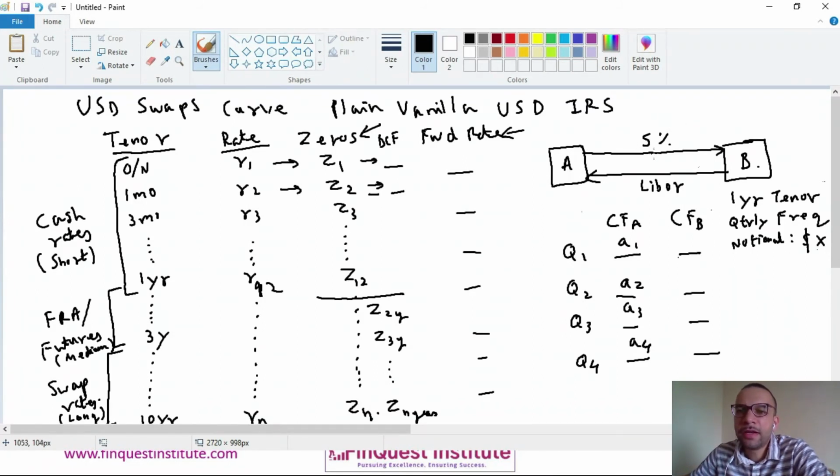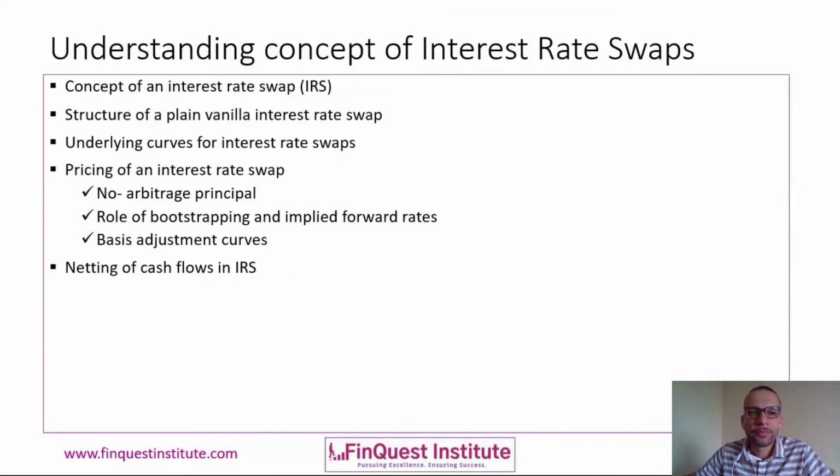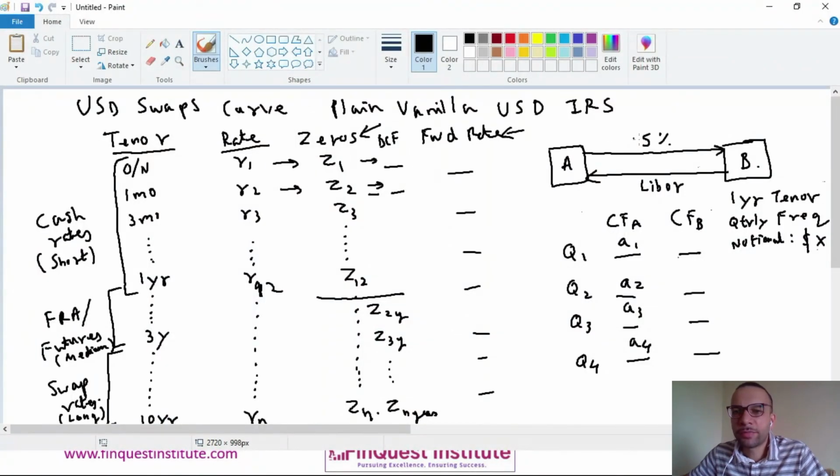Now this 5% rate is decided at swap initiation, and this is based on the no arbitrage principle. So if I go back to my PPT, I'm talking about the no arbitrage principle right here. So what do I mean by a no arbitrage principle? So this implies that this is the rate which will be calculated based on the curves which are being quoted at that particular day when you're entering into the swap.